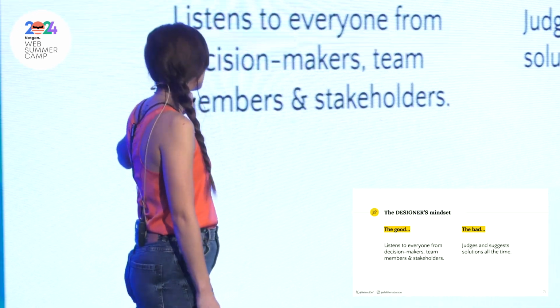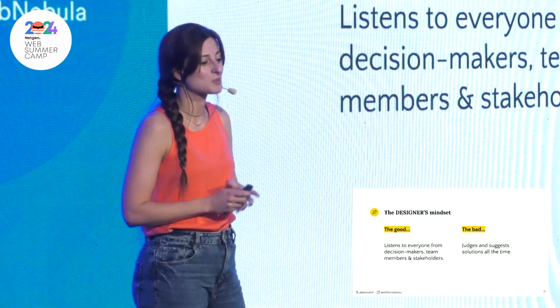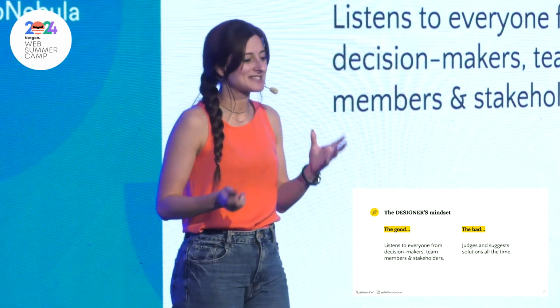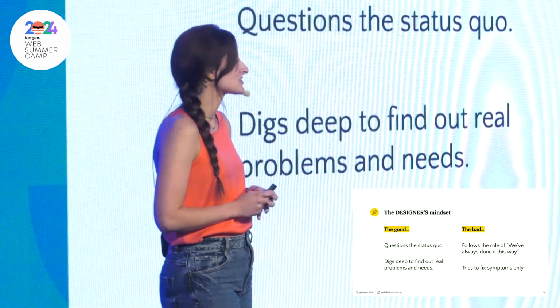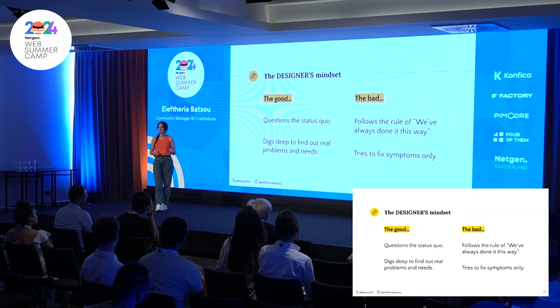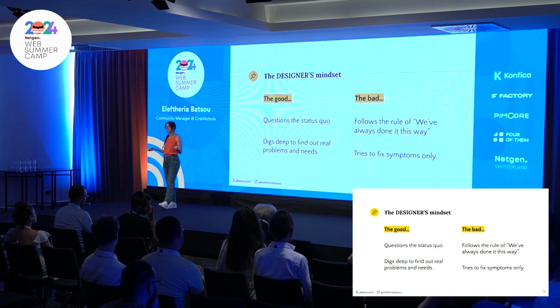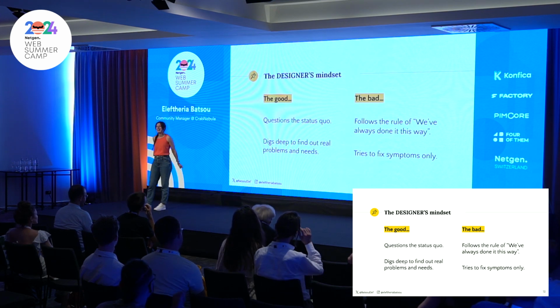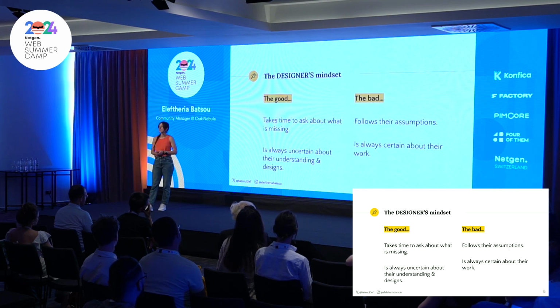Okay, so the good one listens to everyone, from decision makers to team members and stakeholders, whereas the bad one judges and suggests solutions all the time. The good one questions the status quo and digs deep to find out real problems and needs, whereas the bad one follows the rule, we've always done it that way. Sounds familiar? Yeah, okay. The good one takes time and asks questions, whereas the bad one follows their assumptions.